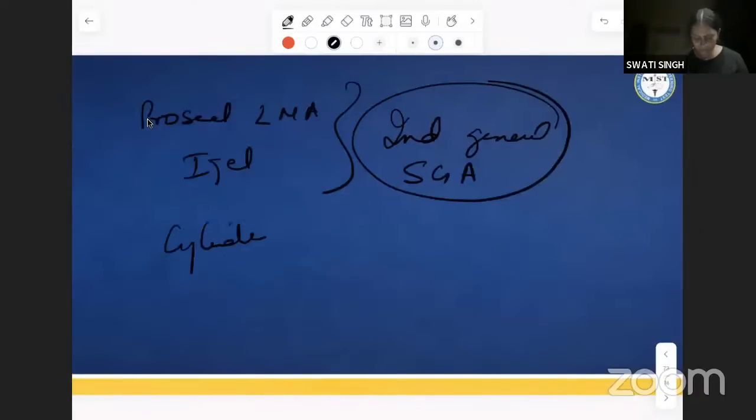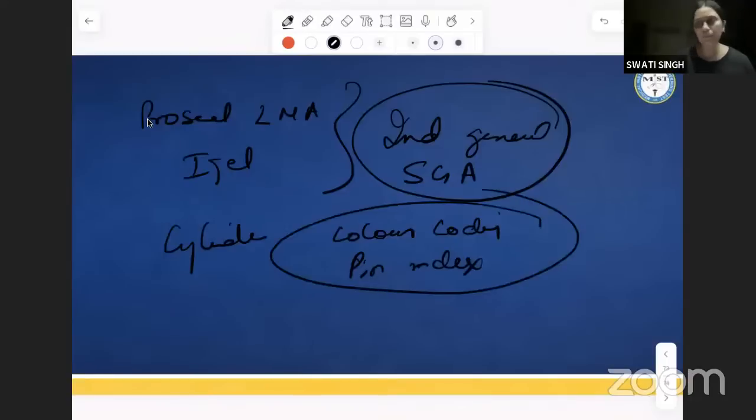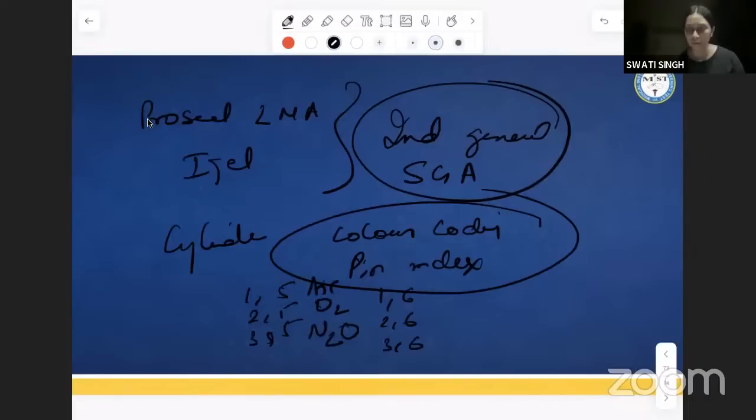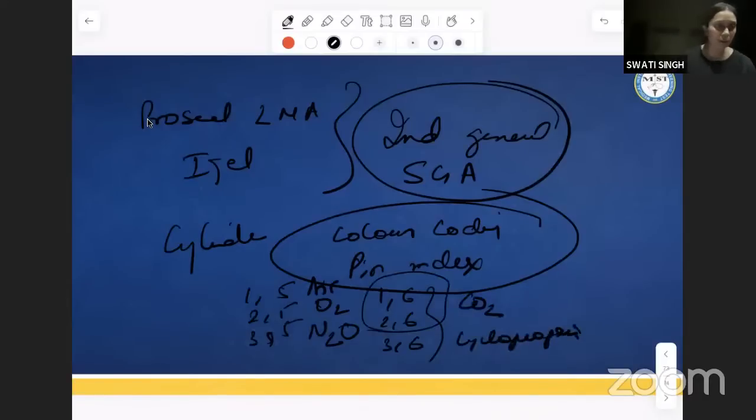For cylinder, color coding and pin index. Pin index, two things. Yes, Jaya, just pin index. And for pin index, so many times I have told you to remember 15, 25, 35, 16, 26, 36. Nitrous oxide 3 atom, 35. Oxygen 2 atom, 25. Air mixture 15. 6 is like C, so all the gases from C are in the 6 system. 16, 26 carbon dioxide, 36 cyclopropane. So these are the ways of remembering.